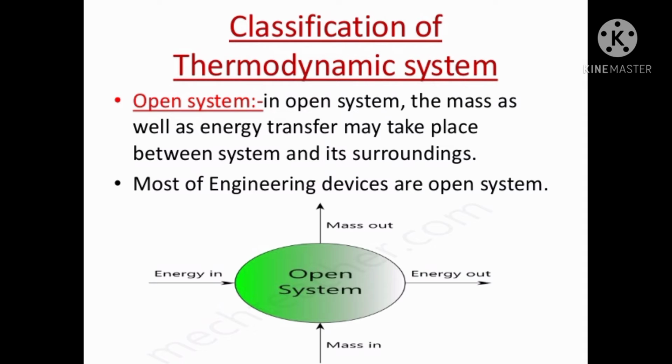As we can see in the example image of an open system, there is mass in and mass out, and energy in and energy out. It means the mass in is equal to the mass out, what goes in equals what goes out, so energy in equals energy out.